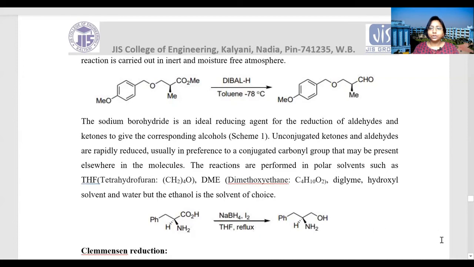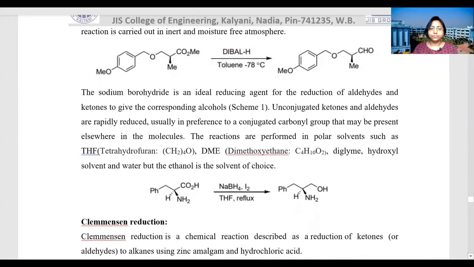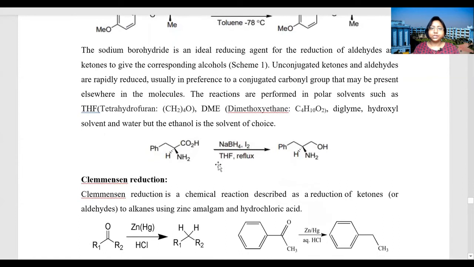So here we are getting the example. In presence of sodium borohydride, you can see what it does: it converts the aldehyde or ketone to alcohol. So I am showing you here the aldehyde and ketone to alcohol. Okay, so here you see COOH converted into OH.